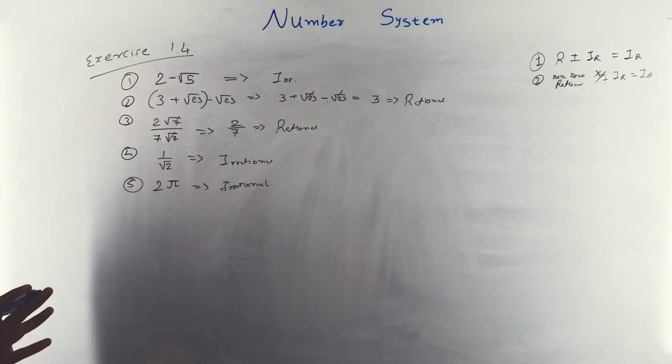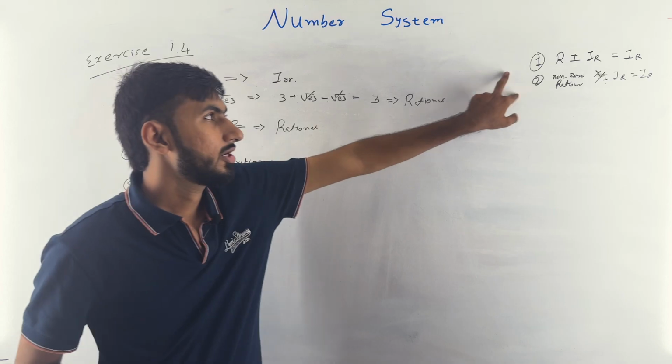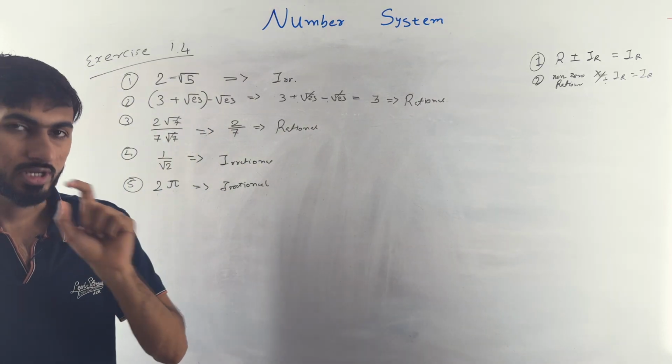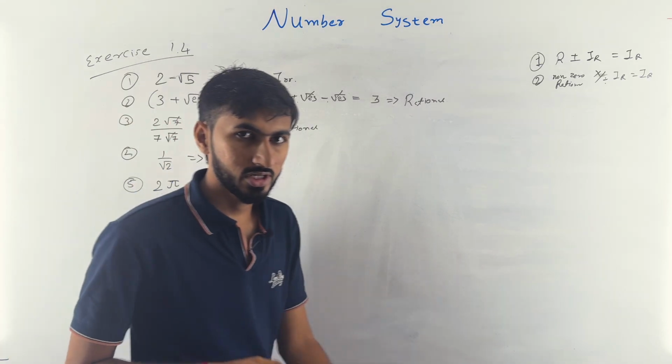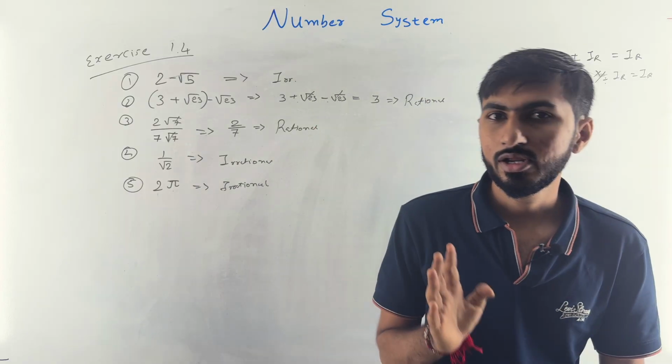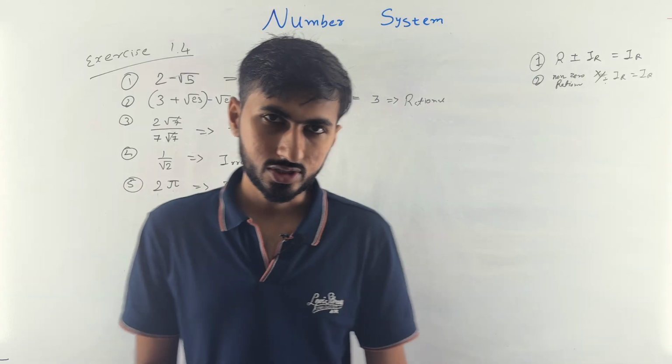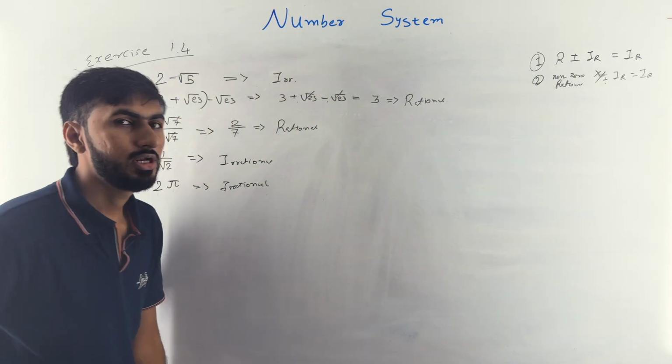So we can just say, if we know these two, right? Addition or subtraction between one rational and one irrational always becomes irrational. Multiplication or division between one non-zero rational and one irrational always becomes irrational.